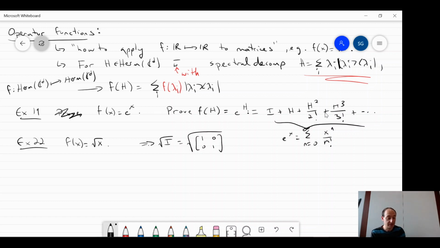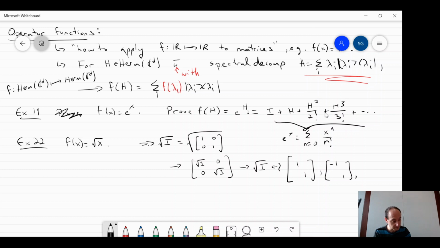Well, the eigenvalues are sitting there. As an operator function, you just apply it to the eigenvalues, so square root of 1, square root of 1. I can only do this because it's a diagonal matrix. And what are the possible square roots of 1? Well, there are 2 square roots of 1. So the possible choices are: either the identity itself is a square root of itself, or I could do minus 1, 1, or minus 1, minus 1, or 1, minus 1. All of these are square roots of the identity matrix.